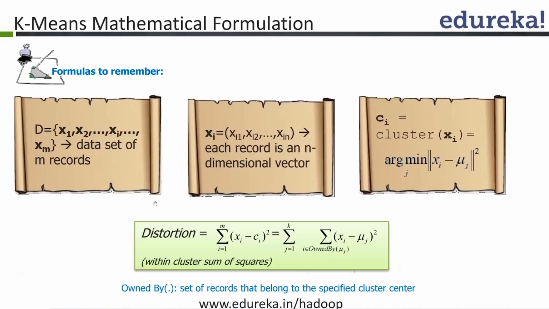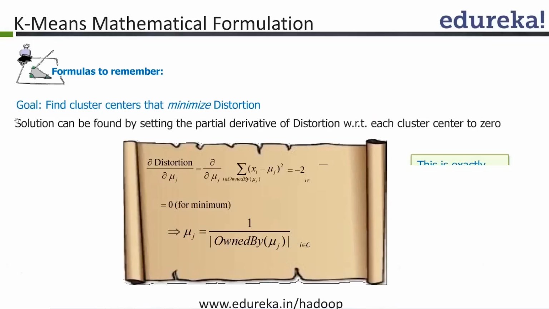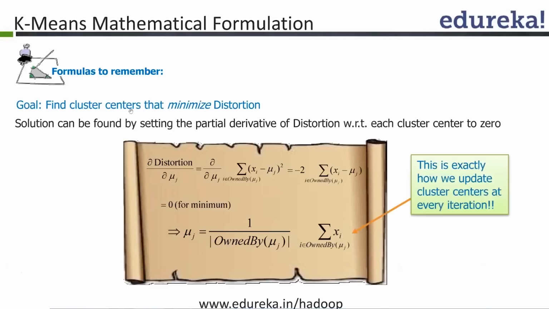The definition of distortion is essentially the distance between the data point and the cluster center it belongs to. And your goal is to minimize the distortion, right? You want to find your k centers, or your mu j's, so that your distortion is minimized. That's your objective function. That is, find cluster centers that minimize distortion.